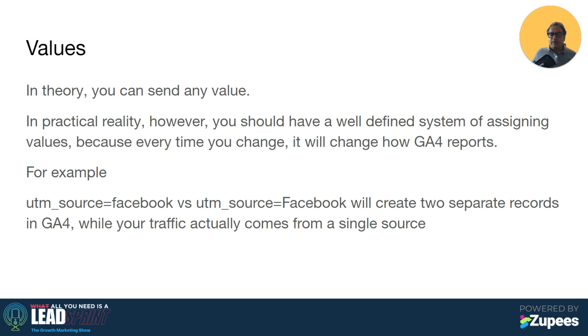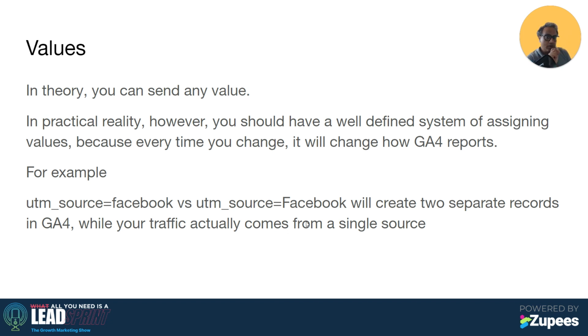You will in no way be able to determine how the actual campaign performed in Google Analytics by source of traffic if you do not do that. So always remember to have a system and a central location where all campaign IDs, all source values, all traffic values are centrally stored and used. So UTM source Facebook versus facebook will create two separate records in GA4 while your traffic actually came from one single source.